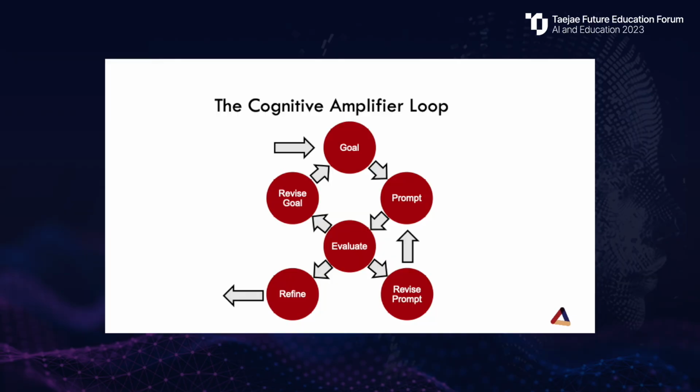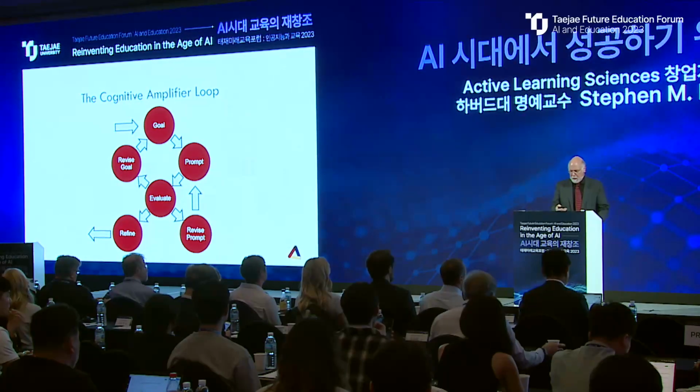So you have a goal, leads to a prompt, something comes out of it, you evaluate that. You either decide to revise the prompt and iterate, this is the most common thing I've experienced, or it's really bad, you revise the goal and then start over again, or it's pretty good, you exit, refine. So that is the cognitive amplifier loop.